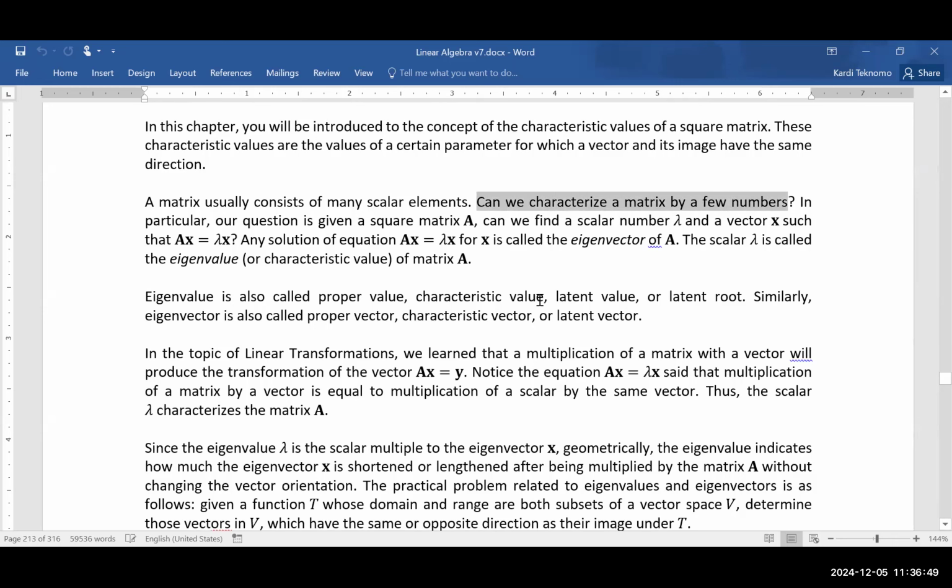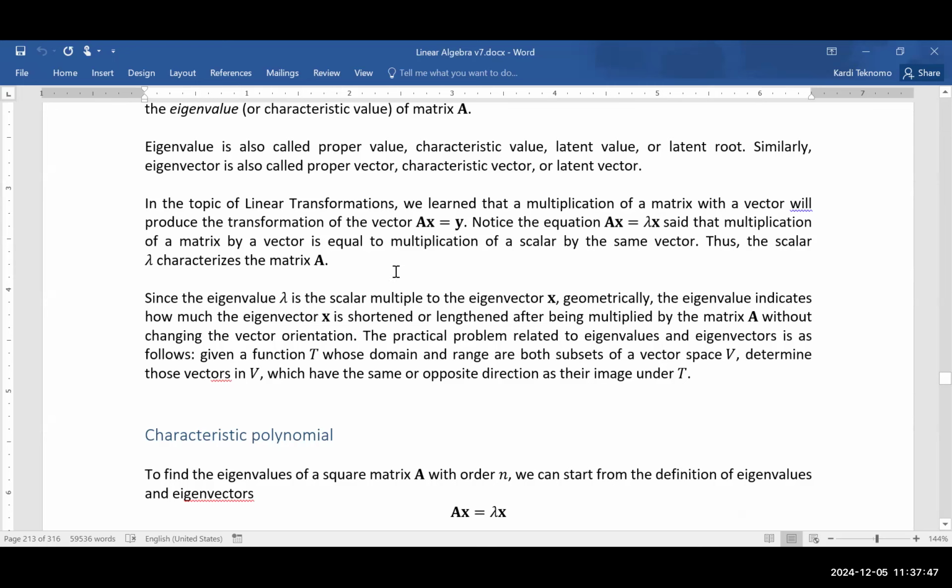You remember A times x equals y, A represents the linear transformation last time. So in this case, if A times x equals lambda x, that means y is equal to lambda x. That means this is just a scalar multiple of x, right? So this just lengthens or shortens or changes direction.